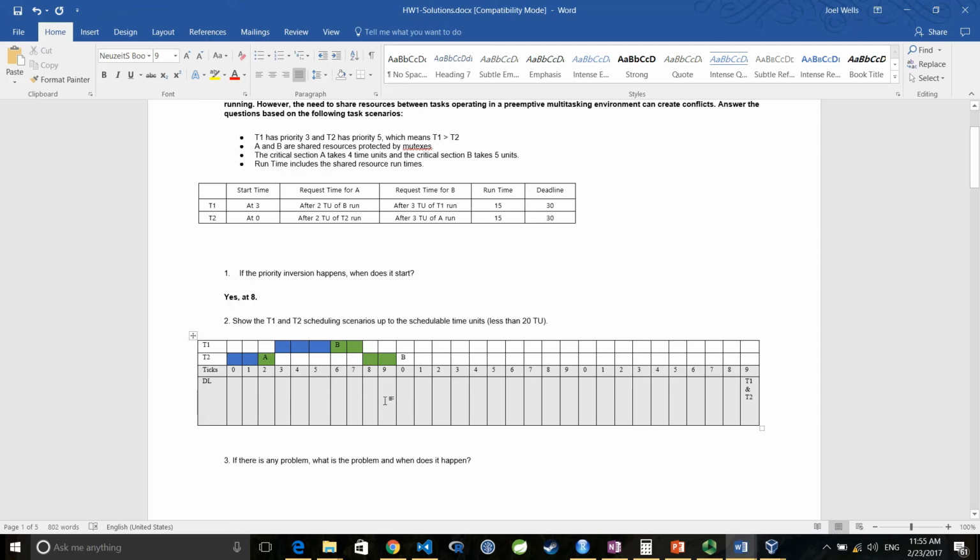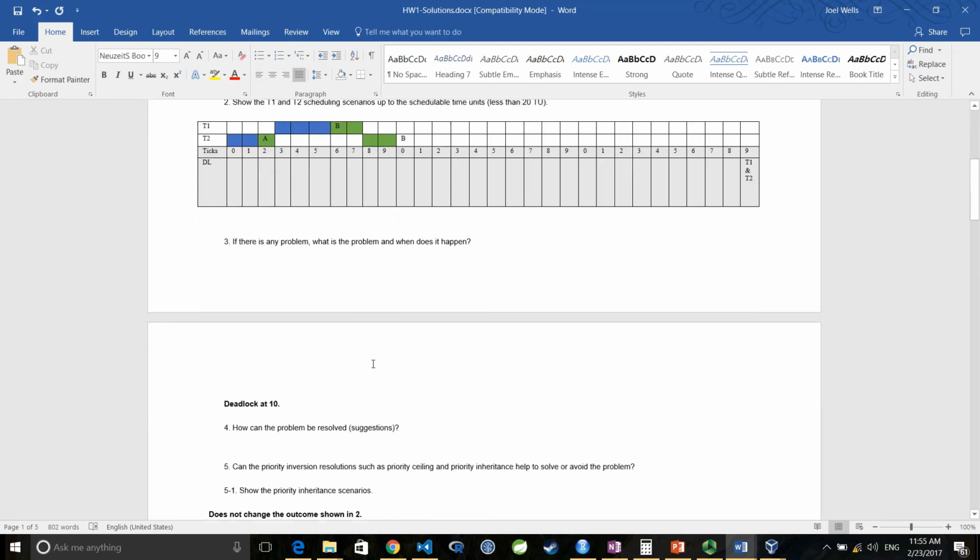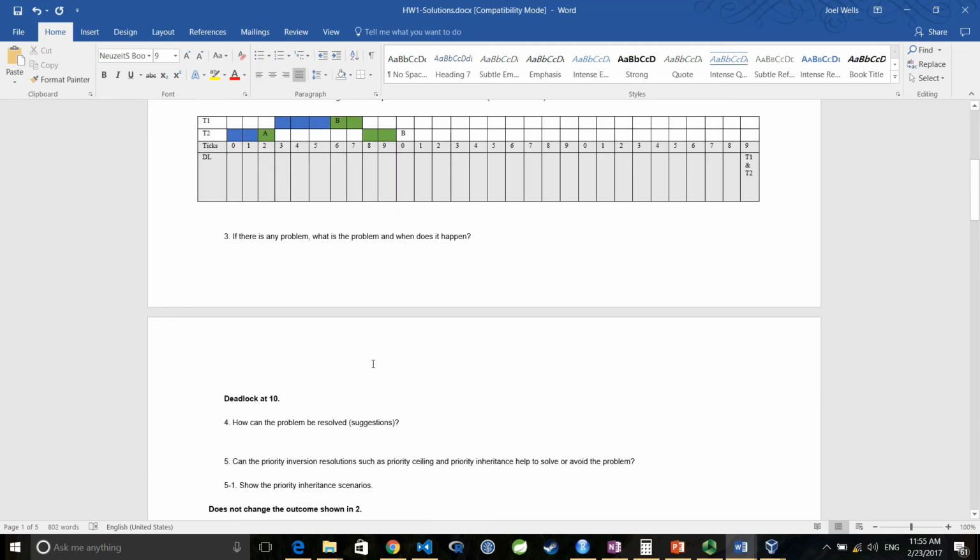All right, so you notice the first question said, hey, does a priority inversion happen? Yes, it happens here, at 8, because T2 has a lower priority, and yet it takes the CPU back only because T1 can't go any further. So we got a priority inversion. Then question 3 says, hey, is there any other problem? Hint, hint. Is there anything else bad that went on? Yeah, we've got a deadlock. That's pretty bad because now neither process can complete.